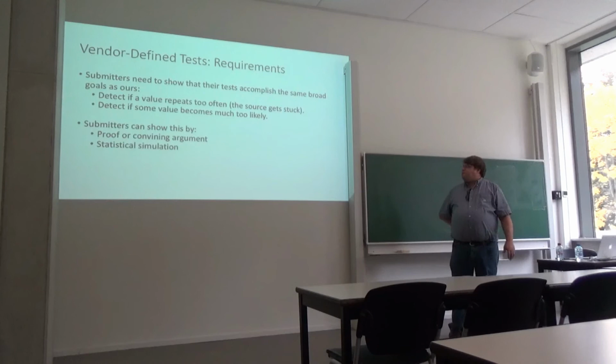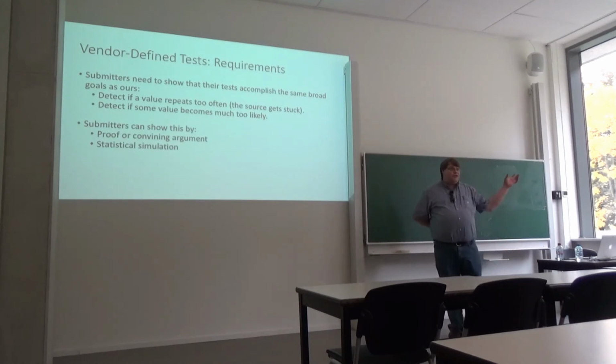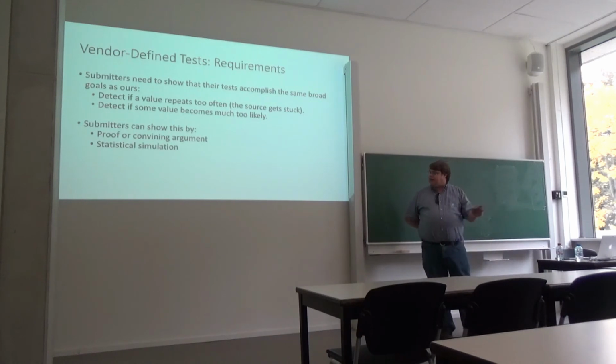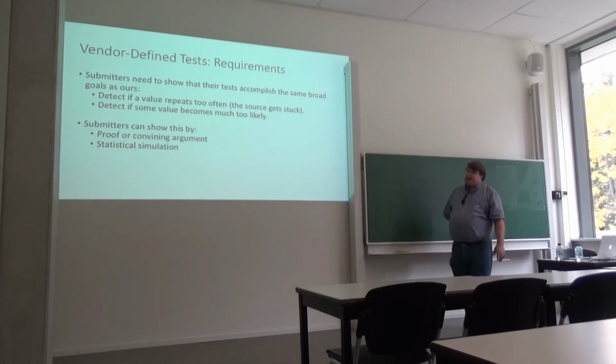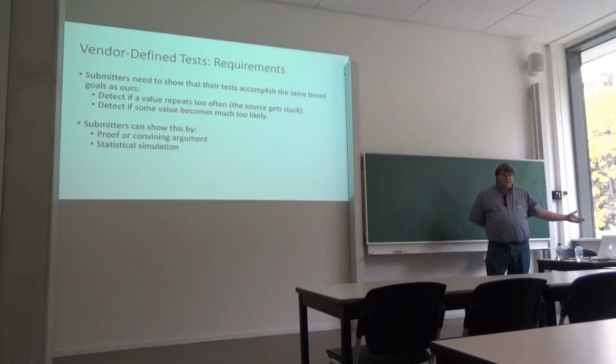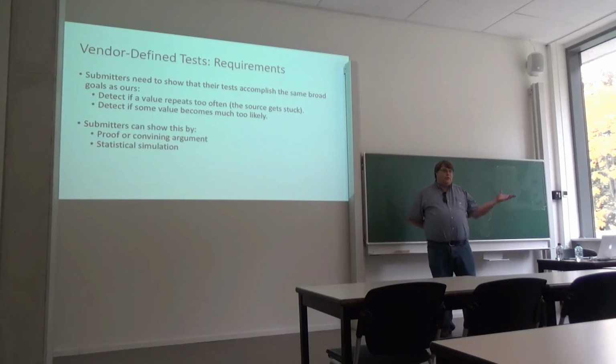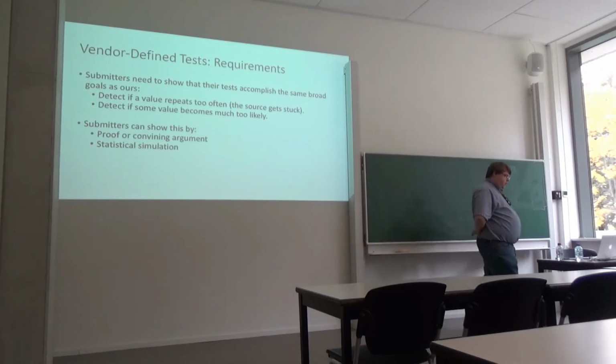So if the noise source starts repeating, gets stuck in a long repeating pattern, or if some value becomes way too likely, then their test should show this. And they can show it by a proof or a convincing argument in the documentation. They can also just do a statistical simulation, because their health tests are algorithmic, you could just run an algorithm and show that this would work if you inserted this failure condition.